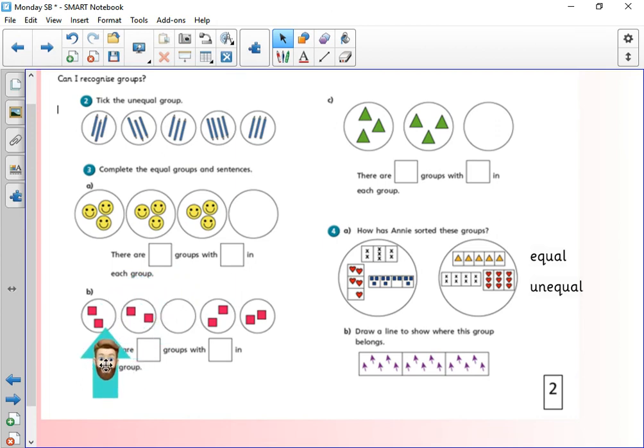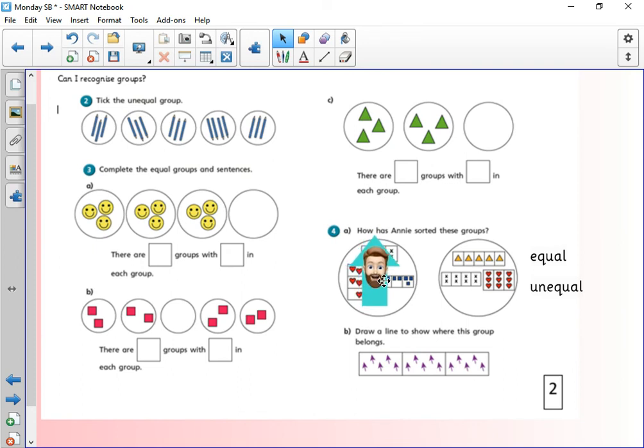Another one a bit like that. This time we've got 1, 2, 3, 4, 5 groups, and there should be 2 in each group. Could you complete the missing group and then fill in the sentence? I'll read it again for you. There are groups with in each group. You've got one more to do like that, and I'm not giving you any help with that one. Okay. Pause the video when you need to.